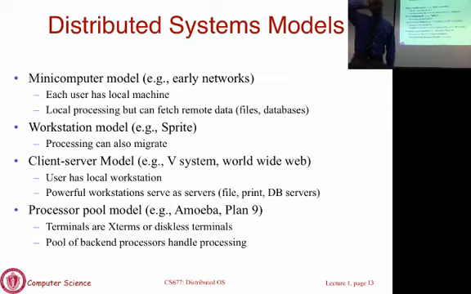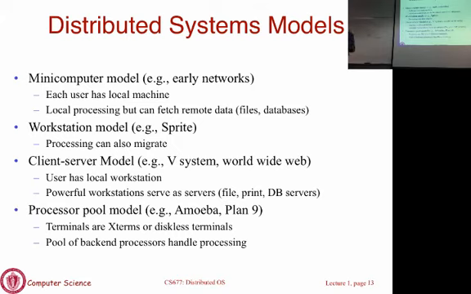Okay, so I'm going to now do a quick history lesson in some sense of a distributed system as to how they evolved and where we are now with respect to what distributed systems looked like in the 80s. Okay, so 30-year history in 2 slides.